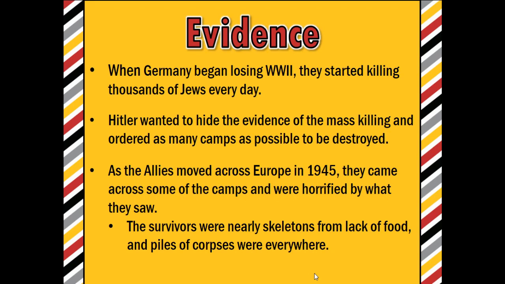When Germany began losing World War II, they started killing thousands of Jews each day. Hitler wanted to hide the evidence of the mass killing and ordered as many camps as possible to be destroyed. As the Allies moved across Europe in 1945, they came across some camps and were horrified at what they found. Survivors were nearly skeletons from lack of food, and piles of corpses were everywhere.